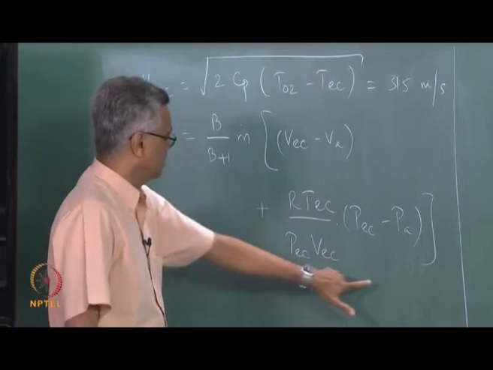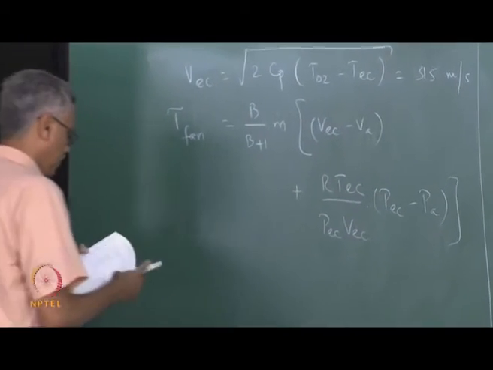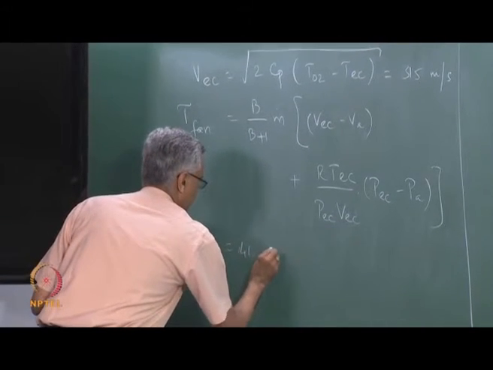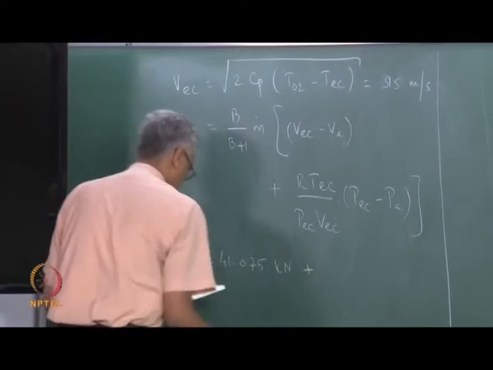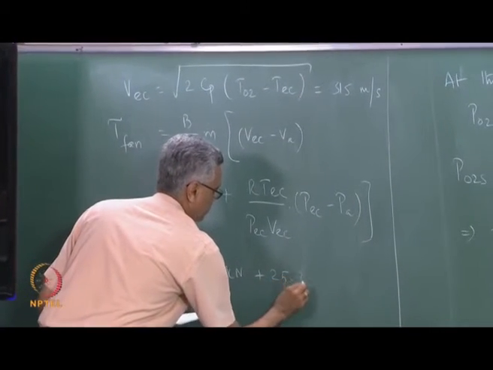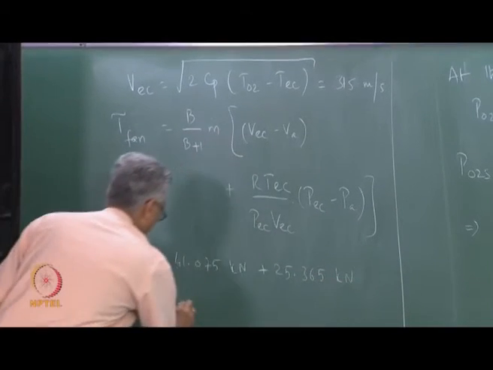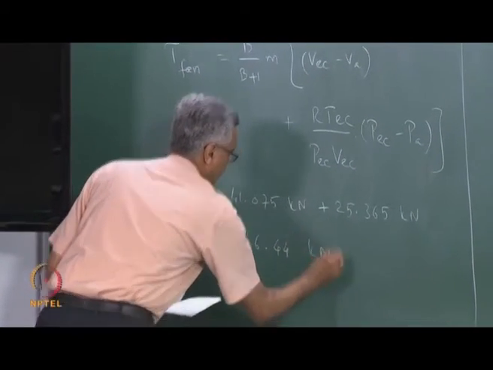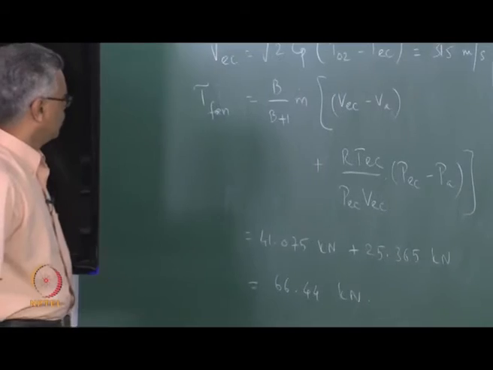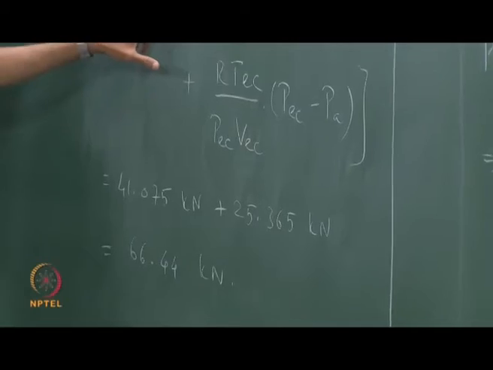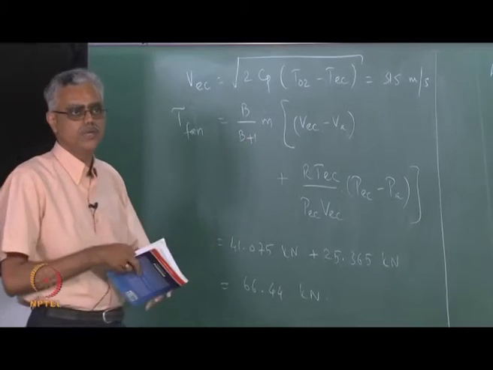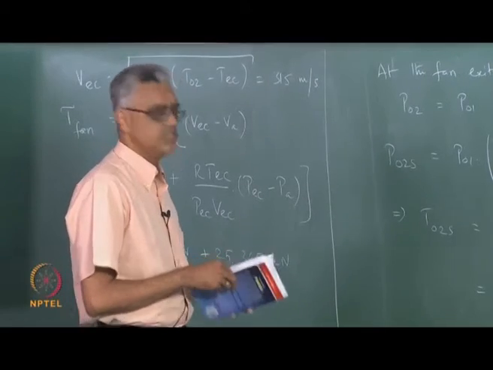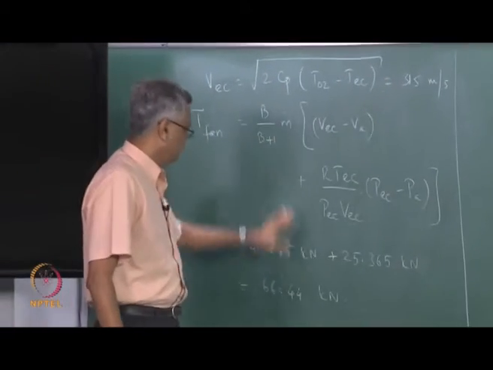This is the momentum thrust, this is the pressure thrust, and if you substitute the numbers, we get this to be 41.075 kilonewton plus 25.365 kilonewton, which adds up to 66.44 kilonewtons. Okay. Notice that we have not touched or changed this value of m dot. We are still assuming m dot to be whatever was given for sea level static condition. Remember, m dot was given to be 670 kg per second. We are using the same value here.